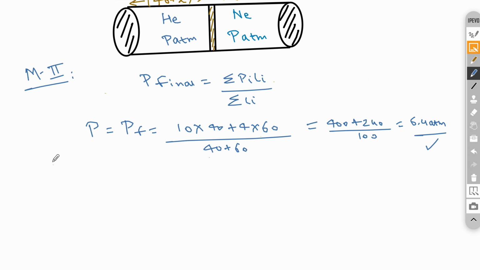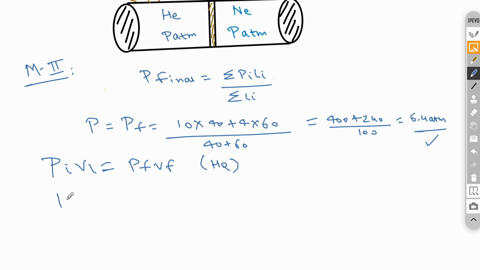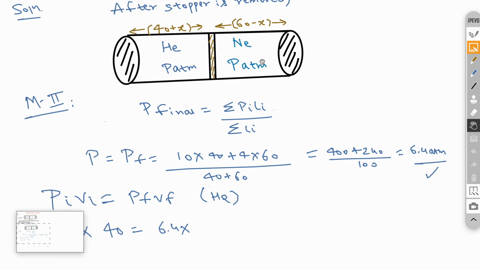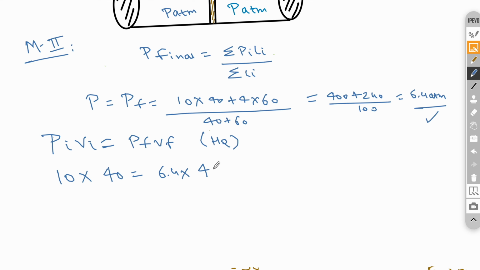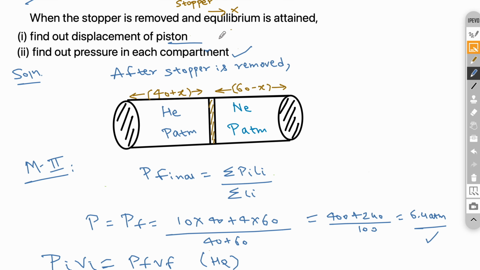So you need to remember this formula. It's very useful, and we can solve for x here using Boyle's law, which is PiVi equal to PfVf. Simply apply it on any of these gases, helium or neon. I am applying it here for helium. So 10 multiplied by 40 should be equal to 6.4 multiplied by the new distance, which is 40 plus x. On solving this equation, we'll get the value of x and it will come out to be 22.5 centimeter. So this is the answer and this is the simple formula.